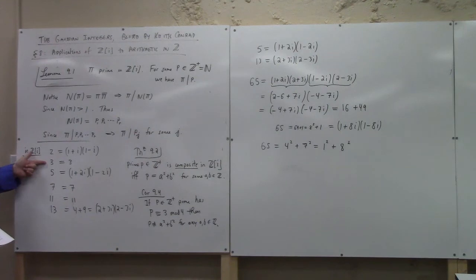Anytime you have 3 mod 4, that prime in the integers is also prime in the Gaussian integers, right? But if your prime is congruent to 1 mod 4, you can write it as a sum of squares. And as such, it's composite in the Gaussian integers. That's the theorem. That's how you can decide a lot of the questions in your homework.